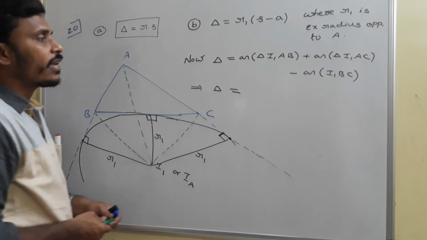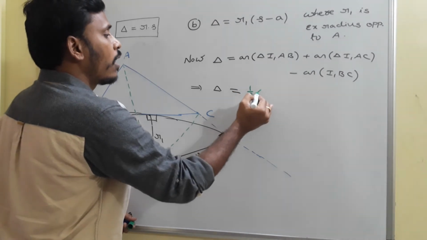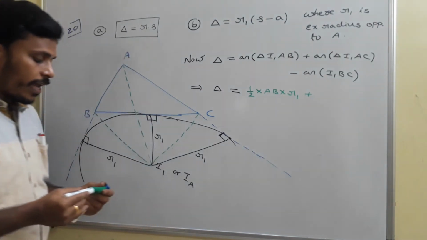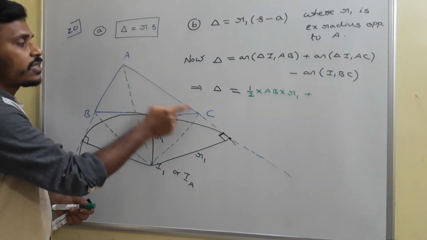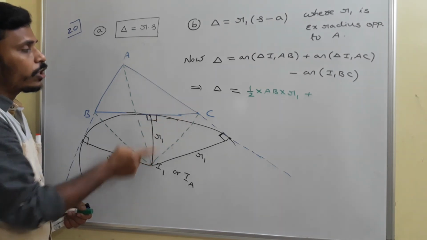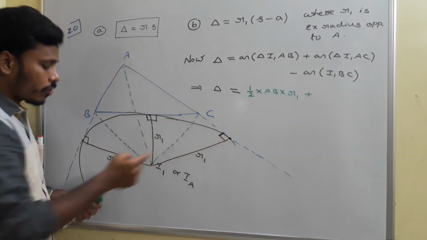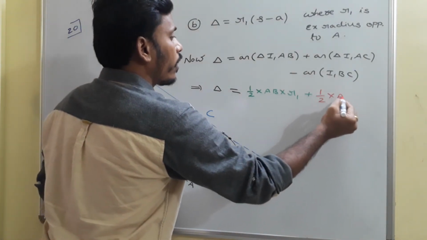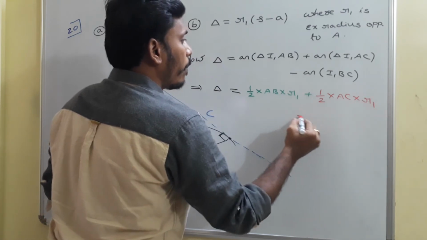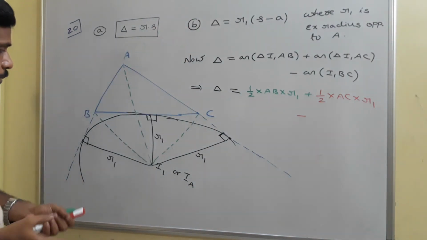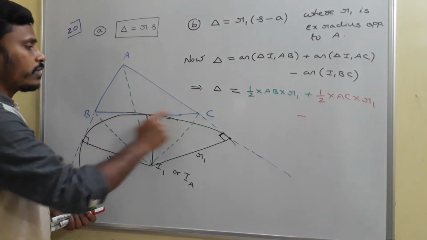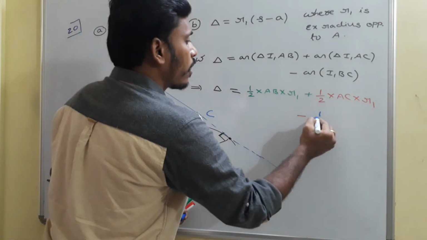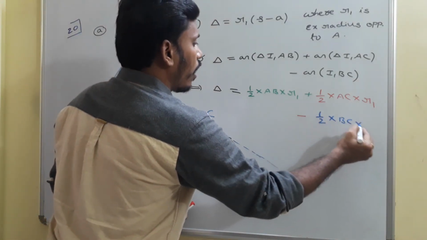So this area of triangle I1AB is nothing but half AB into R1, plus then the area of the triangle I1AC. Again this AC is the base and the height from I1 to side AC is outside, which is R1. So the area of triangle I1AC is half AC into R1, minus the area of triangle I1BC. In I1BC, it is very clear, BC is the base and the height is R1. And this is minus half BC times R1.